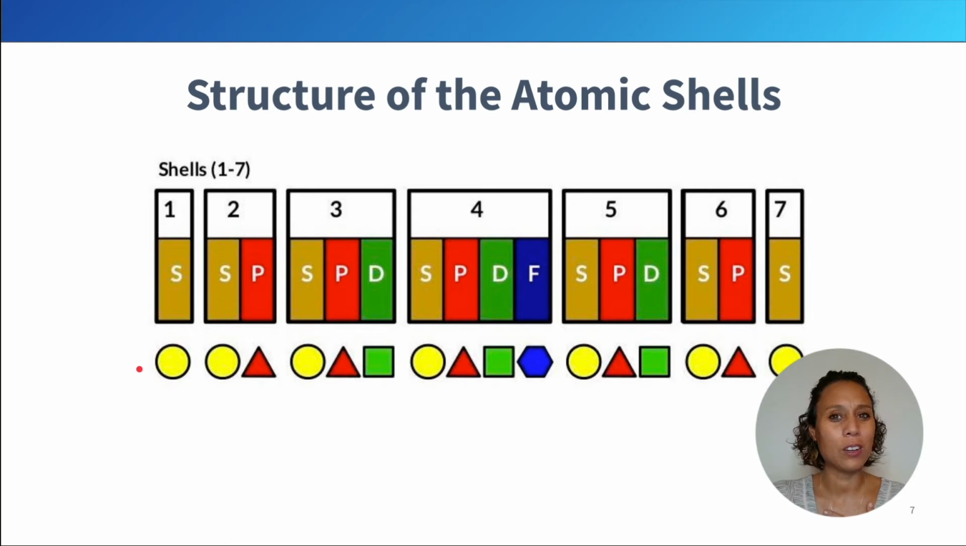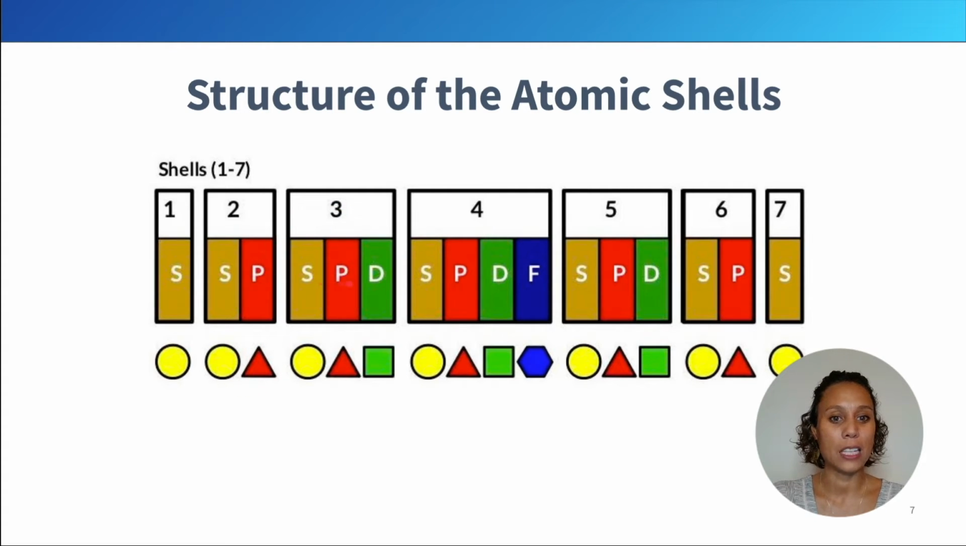The structure is quite interesting if you think about it. If you think about the first shell, we have the s orbitals, which is a circle here. We have 2 electrons that fit inside, and that's hydrogen and helium. Then in the second shell, we have another s orbital, so another circle. Then p orbitals, represented as a triangle.